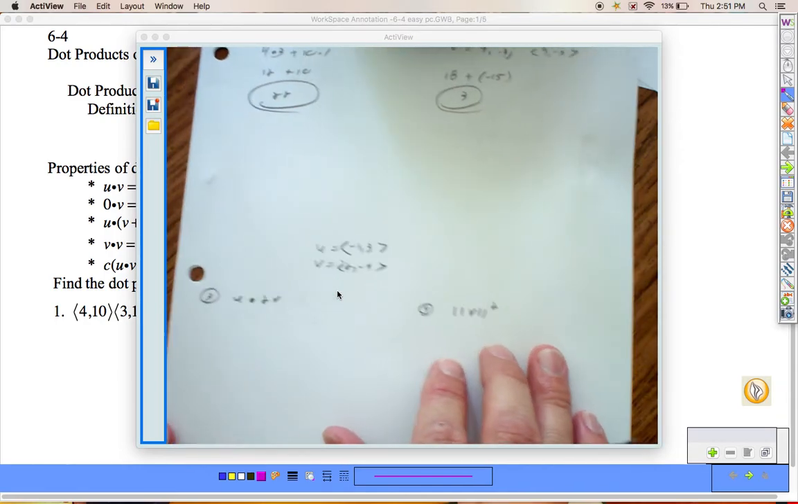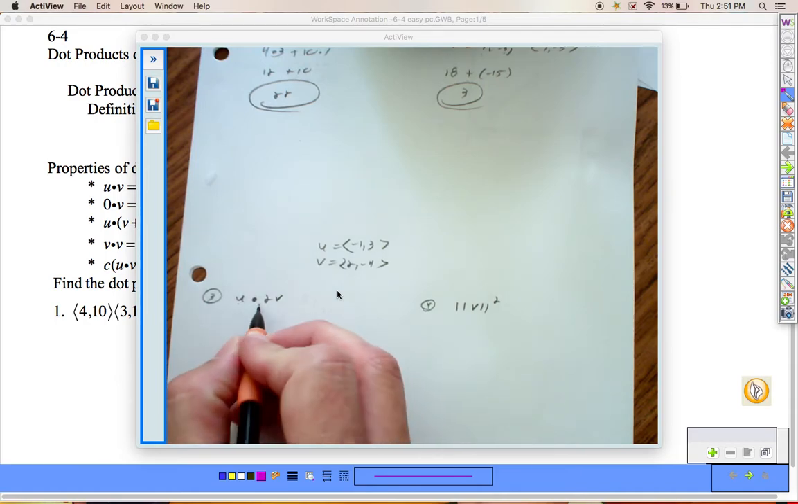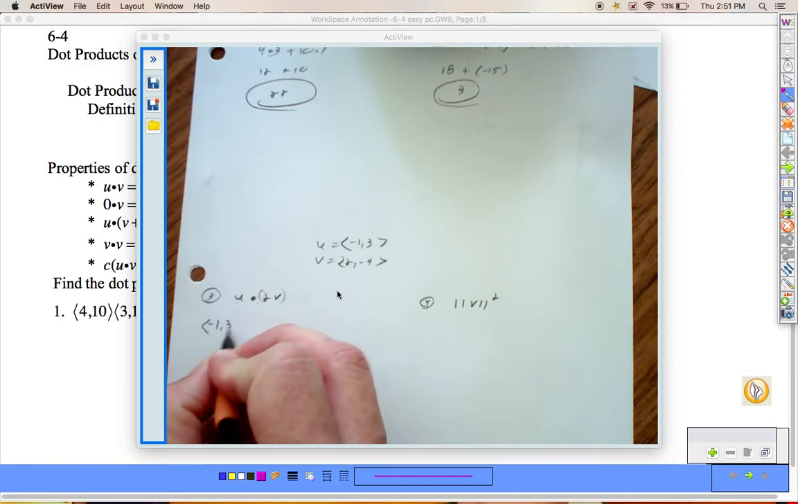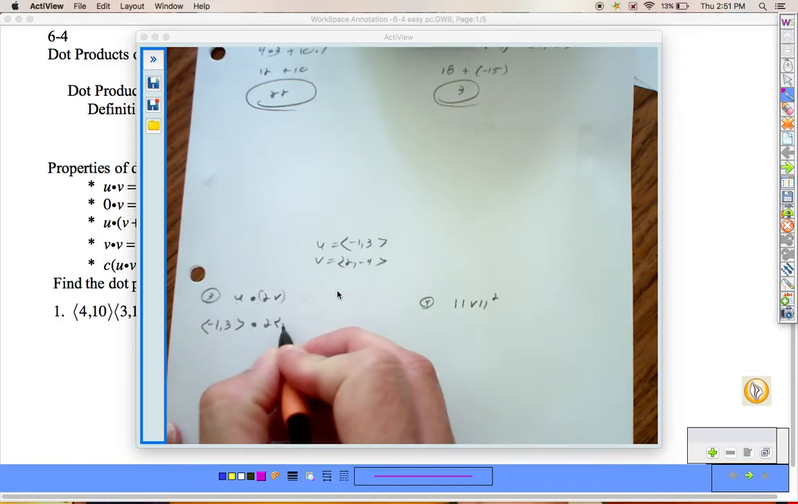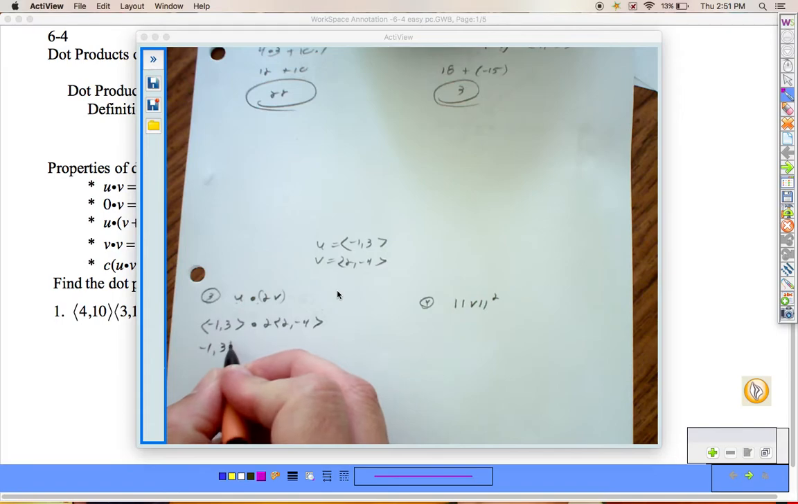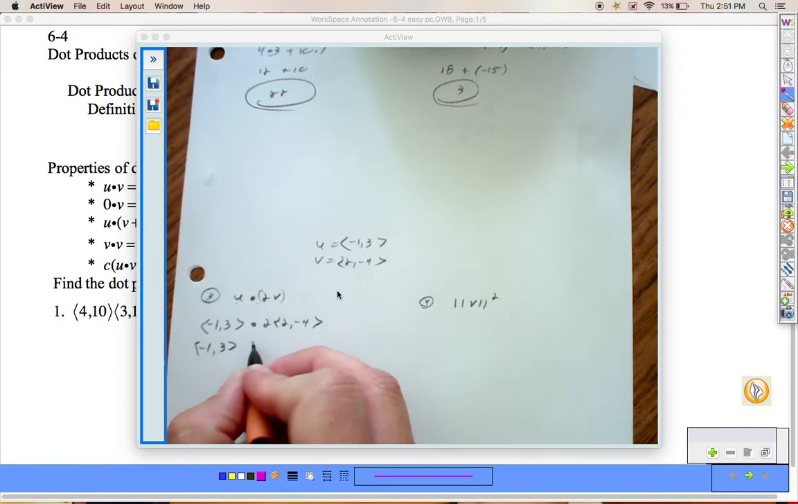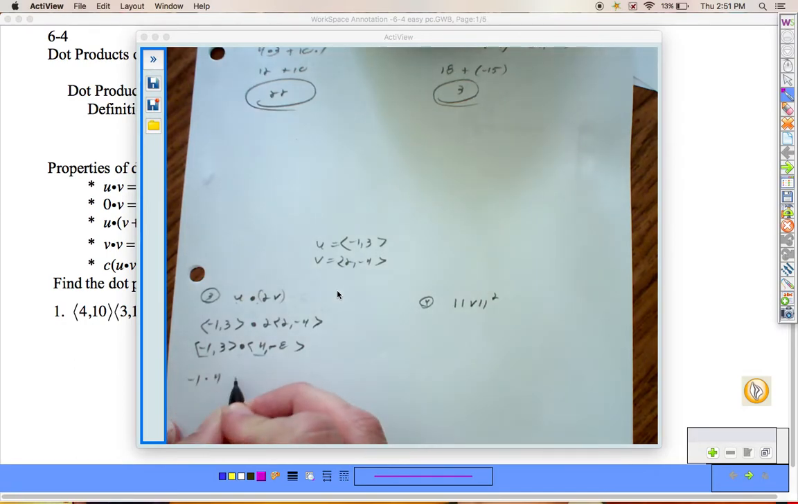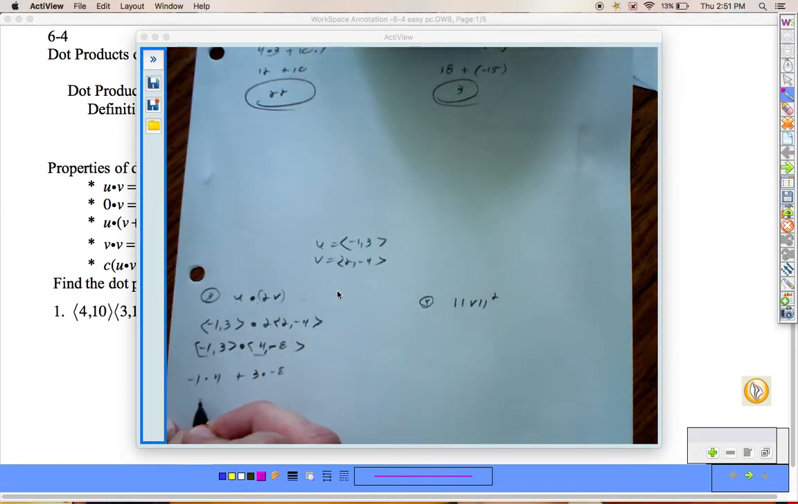All right, using some of these properties. I want to know what u dot 2v is. So I want to know what u, negative 1, 3, dot 2 times 2, negative 4. So I'm going to do that 2 times a vector, 4, negative 8. Now my dot product, negative 1 times 4, plus 3 times negative 8, negative 4, minus 24, negative 28. Hopefully this is pretty straightforward.